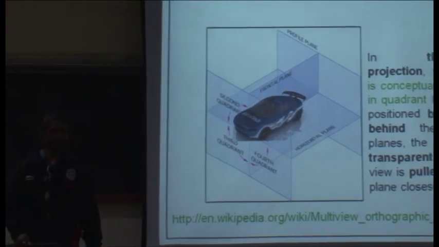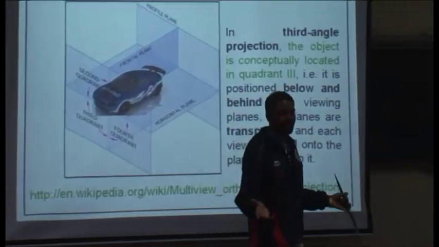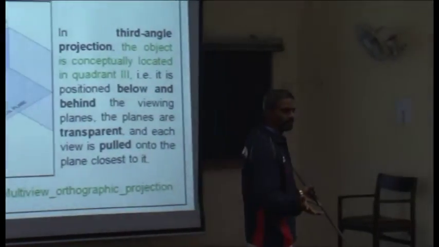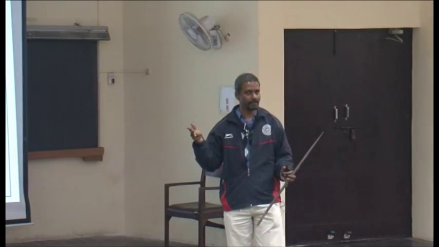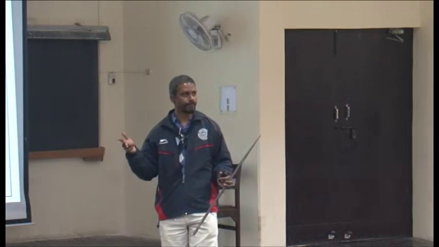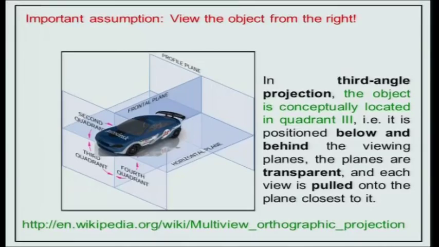You do the same exercise, you get the front view, you get the top view or the plan view, and then you get the right hand side view, flip it open, what you will be getting would be the third angle projection. Once again, in there, if you're looking at three views, front, top, and right, your frontal view will be in the third quadrant.